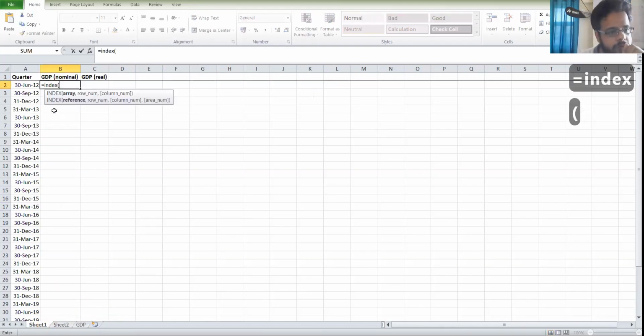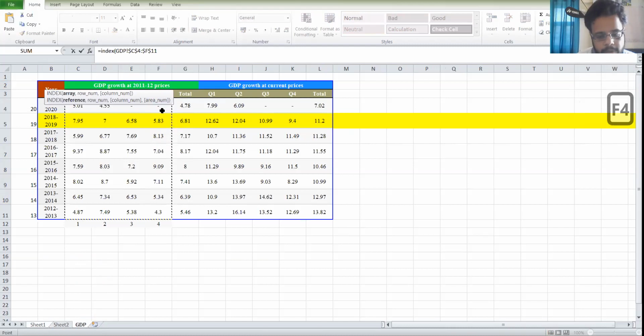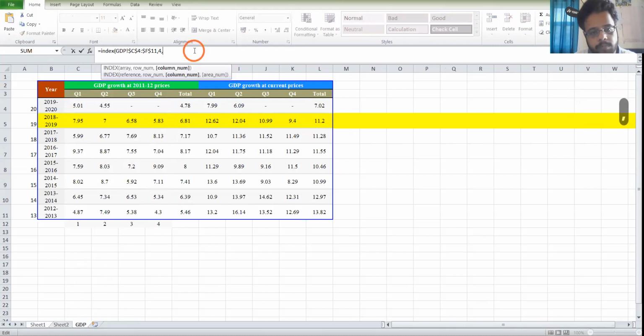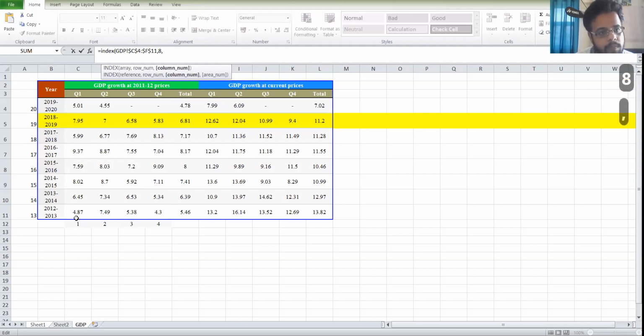I'm going to use the index function. This is the array I want the data from. What is my row number? The row number is 4, and the column number is 1, 2, 3, 4, 5, 6, 7, 8. And the column number is 1. Similarly, next it will be 8, 2, 8, 3, 8, 4. Then 7, 1, 7, 2, 7, 3, 7, 4. Then 6, 1, 6, 2, 6, 3, 6, 4, and so on. So that is the formula I have.